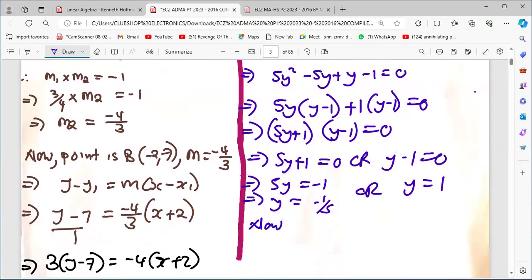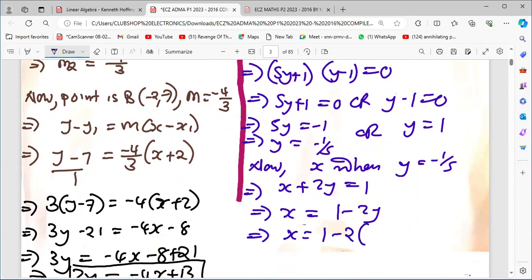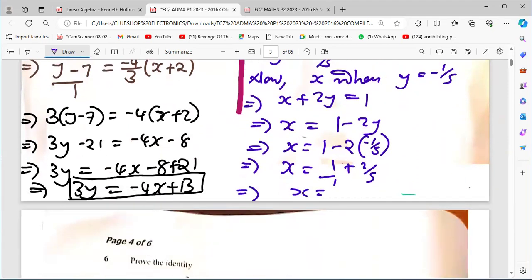Now, x when y is equal to -1/5. This implies that by using the linear equation, x plus 2y is equal to 1, I've got x equal to 1 minus 2y. x is equal to 1 minus 2 times -1/5. x is equal to 1 plus 2/5. So when you work it out, you have 5 plus 2 over 5. The answer is 7/5.